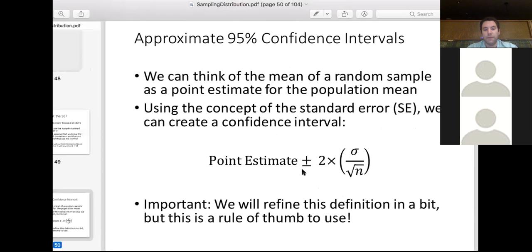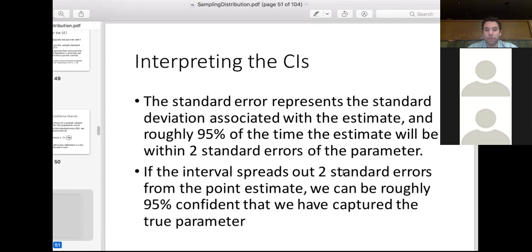So we can think of the mean of a simple random sample as a point estimate for the population mean. And as we were saying, we can then create a confidence interval using this formula. We take the point estimate and add and subtract 2 times sigma over the square root of n, which is just the standard error.